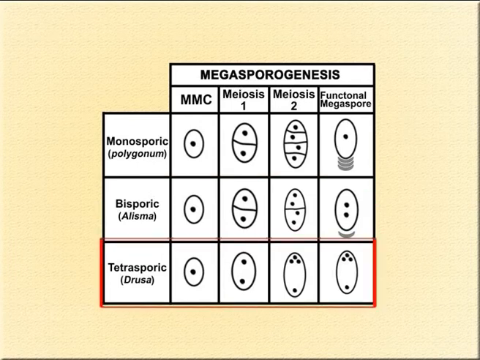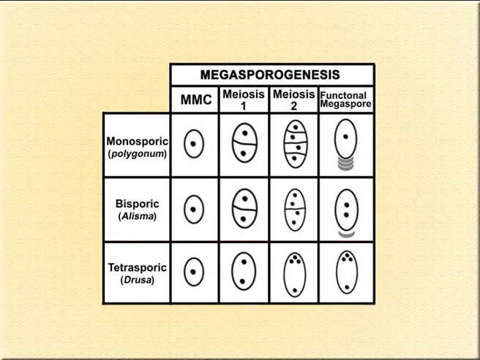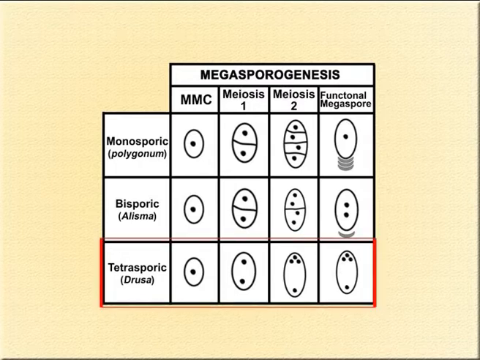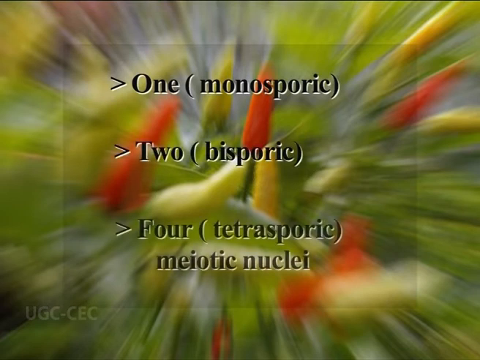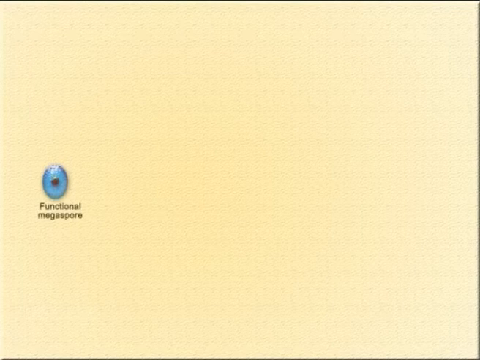In the tetrasporic pattern, cell plates fail to form after both meiotic divisions, resulting in one 4-nucleate megaspore. Thus, these 3 patterns give rise to a single functional megaspore that contains 1 monosporic, 2 bisporic, or 4 tetrasporic meiotic nuclei. The monosporic pattern is the most common form and is represented by the Polygonum pattern. Now, megagametogenesis. During megagametogenesis, the functional megaspore gives rise to the mature female gametophyte.